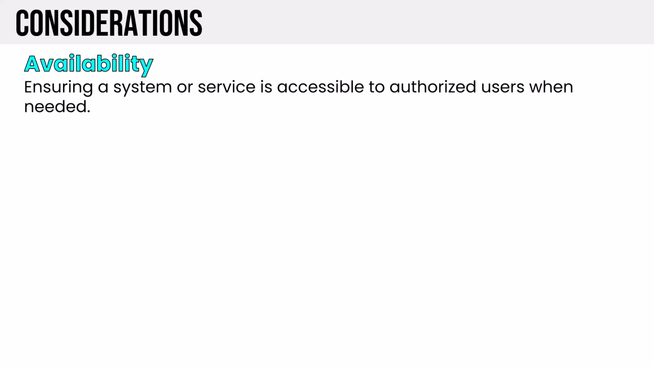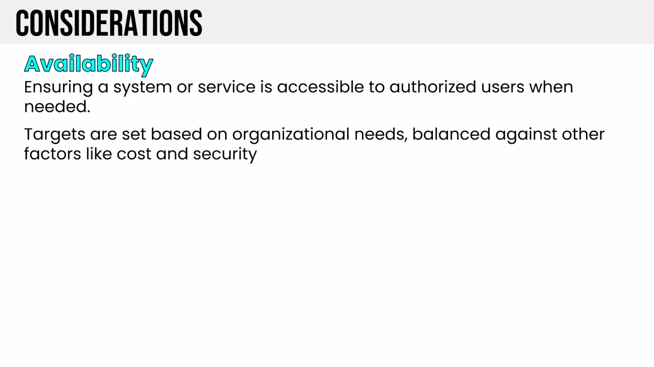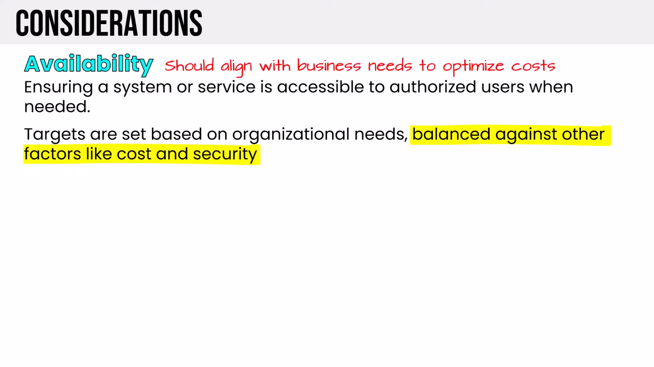So ensuring that a system or service is accessible to authorized users when it's needed. Targets will be set based on organizational needs and balanced against other factors like cost and security. We align our delivery with business needs to optimize costs. Again, not paying for 24/7 when we only need 9 to 5 or vice versa.